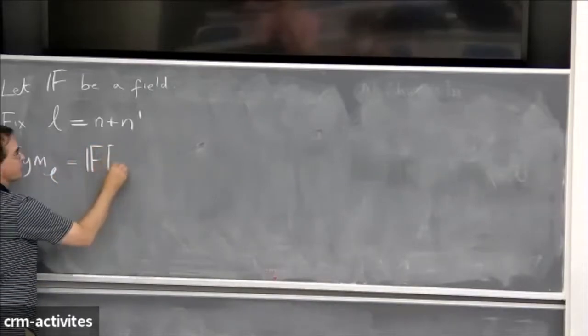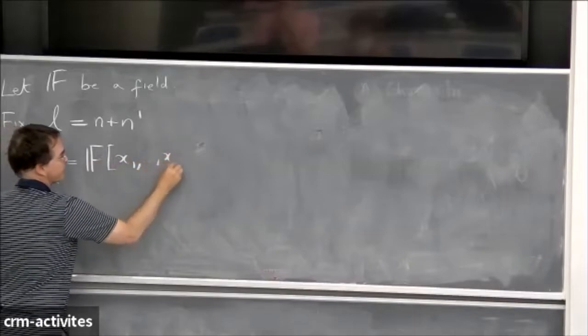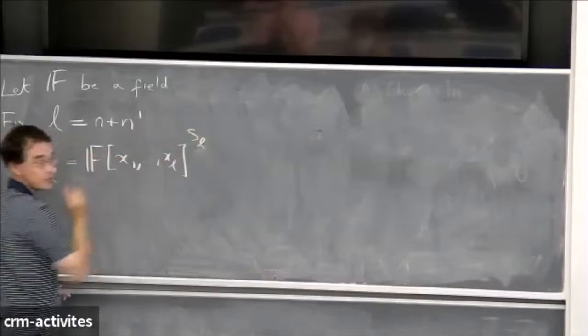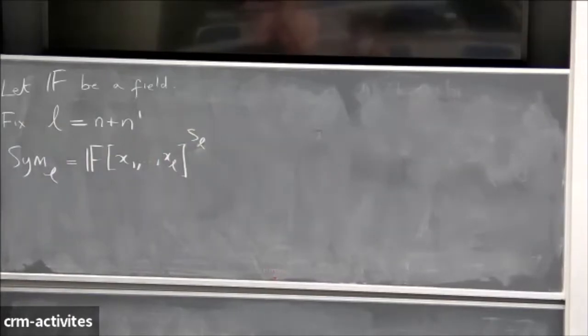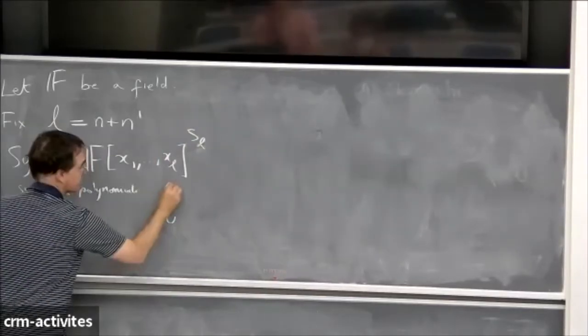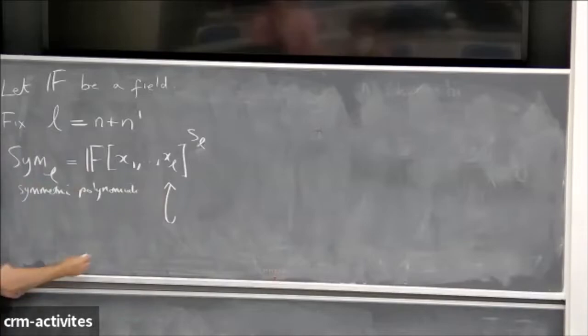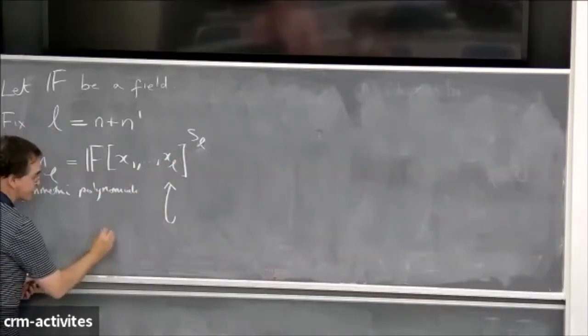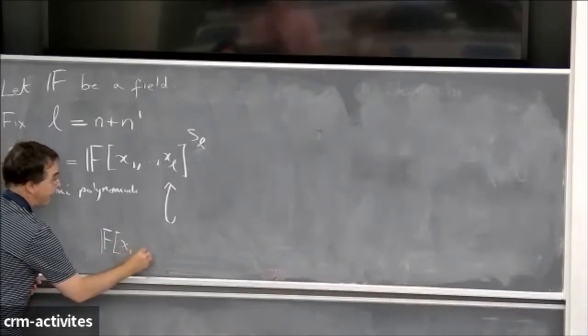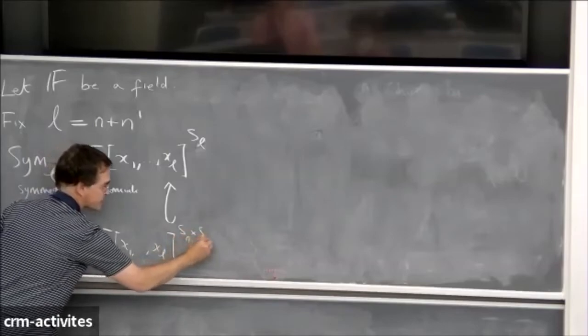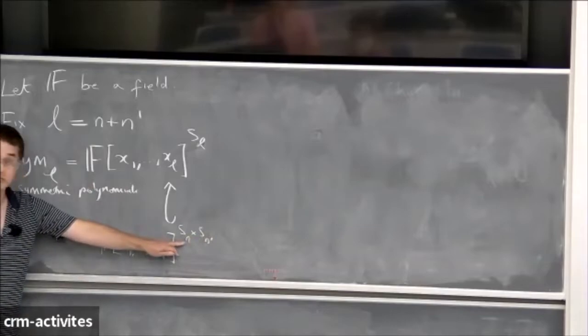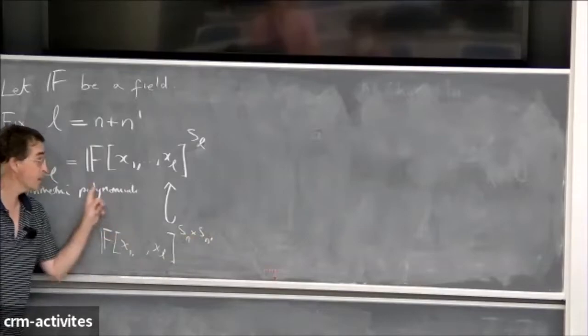I write Sym L for the algebra of symmetric polynomials. So this is just polynomials in L variables invariant under the symmetric group S_L. Okay, so Sym L, that's just symmetric polynomials of rank L. Sitting inside, if instead of taking full invariance of the whole symmetric group S_L, you just take partial invariance for that maximal parabolic subgroup S_n cross S_n prime. So just permuting the first n and the last n prime of the numbers 1 through L.